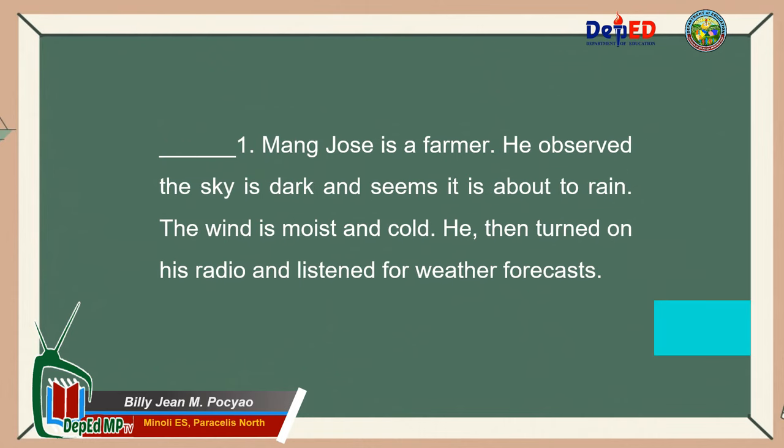Number 1. Mang Jose is a farmer. He observed the sky is dark, and it seems it is about to rain. The wind is moist and cold. He then turned on his radio and listened for the weather forecast. The correct answer is check.